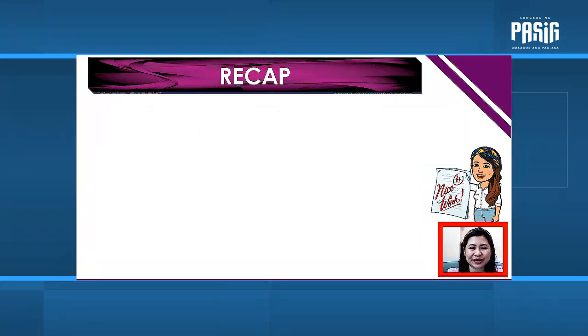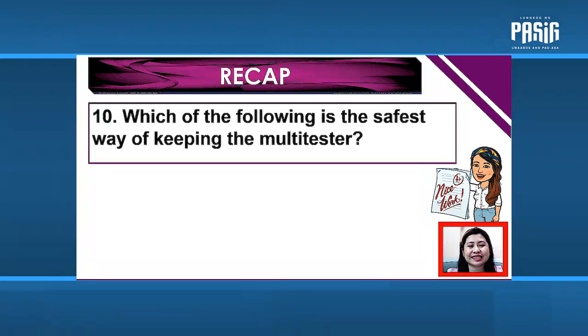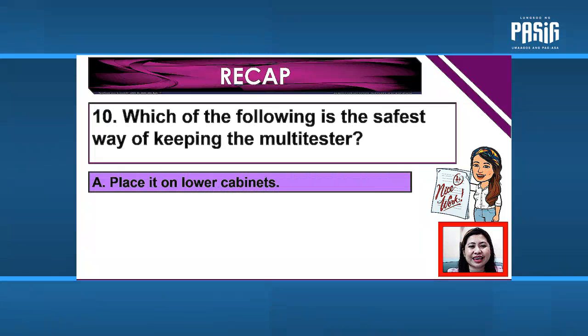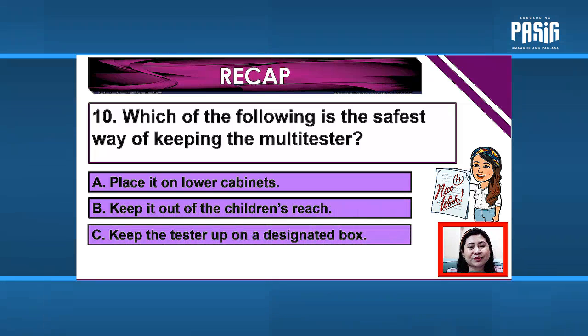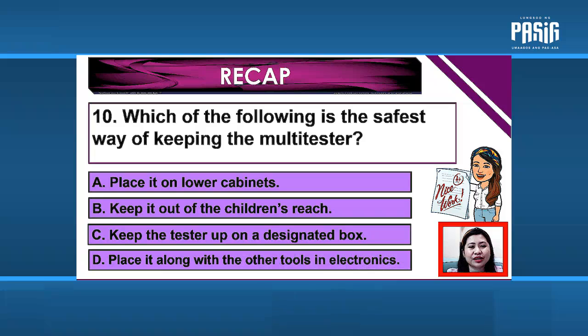And last number, which of the following is the safest way of keeping the multitester? A. Place it on lower cabinets. B. Keep it out of the children's reach. C. Keep the tester up on a designated box. Or D. Place it along the other tools in electronics.